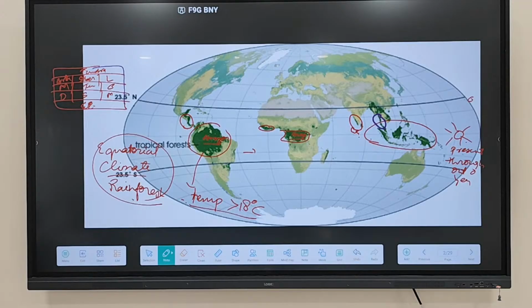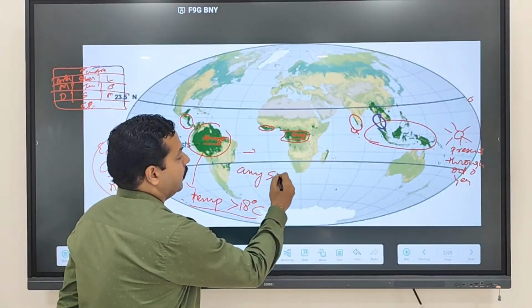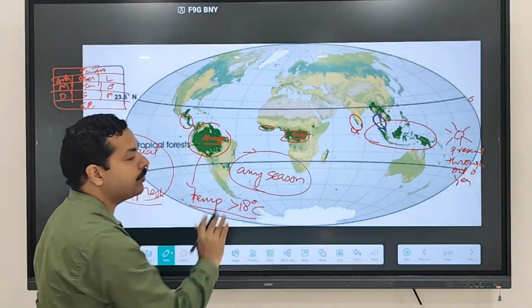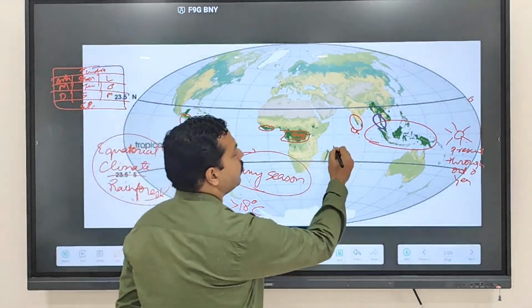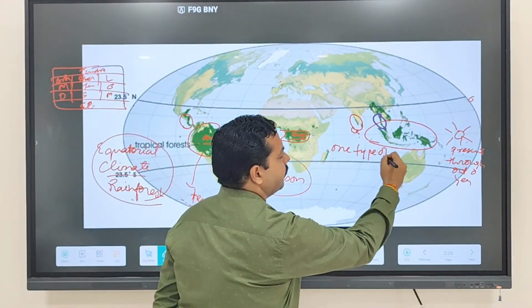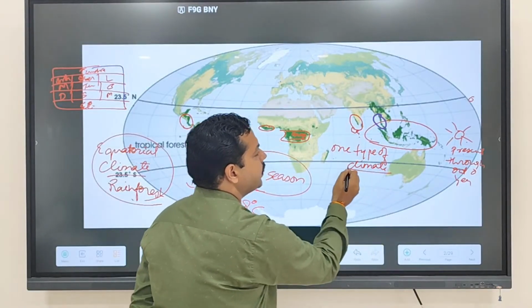Clear? So when the mean monthly temperature is greater than 18 degrees Celsius, what will happen? You don't see any winter season, you don't see any autumn season or spring season. This type of climate does not have any seasons. That is one of the important aspects that you have to keep in mind. There is always one season, one type of climate in this particular region.